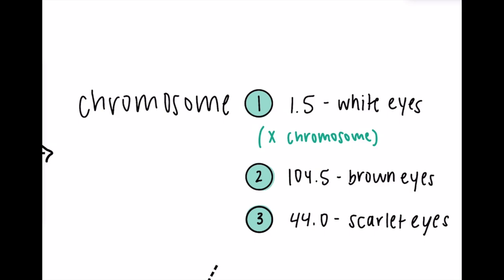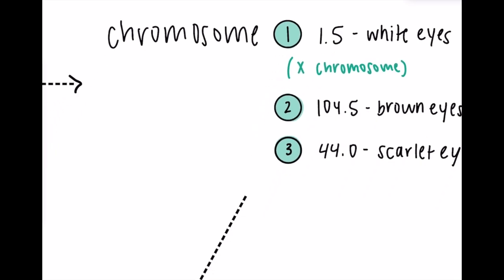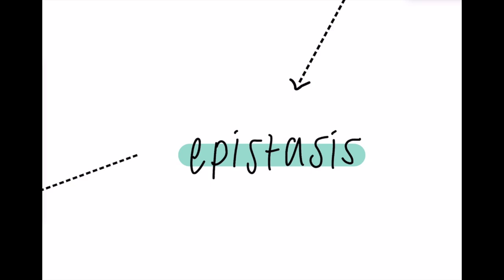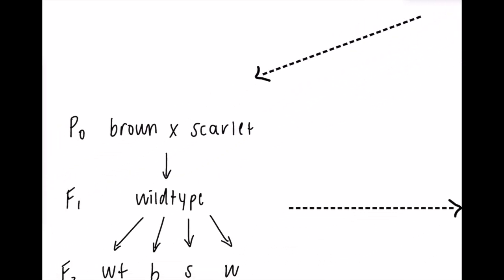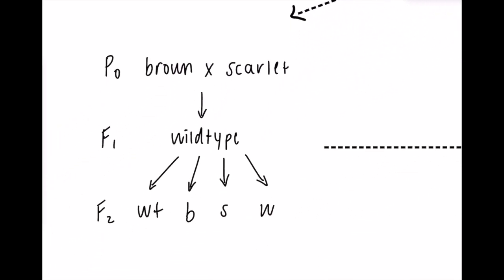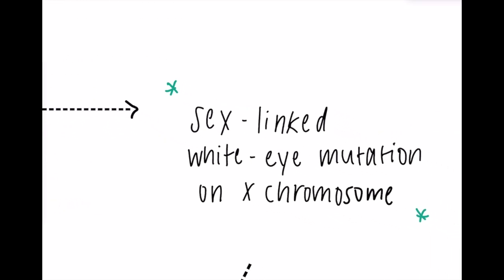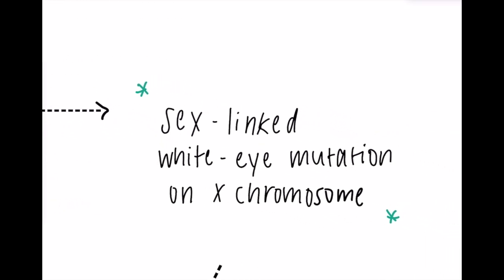It may result from an autosomal double mutation, the Princeton mutation, which causes a brown eye phenotype, and the Harvard mutation, which causes scarlet eye phenotype. When these 2 mutations occur together, a phenomenon called epistasis leads to the white eye phenotype. Alternatively, the white eye phenotype can be caused by a sex-linked mutation located on the X chromosome.